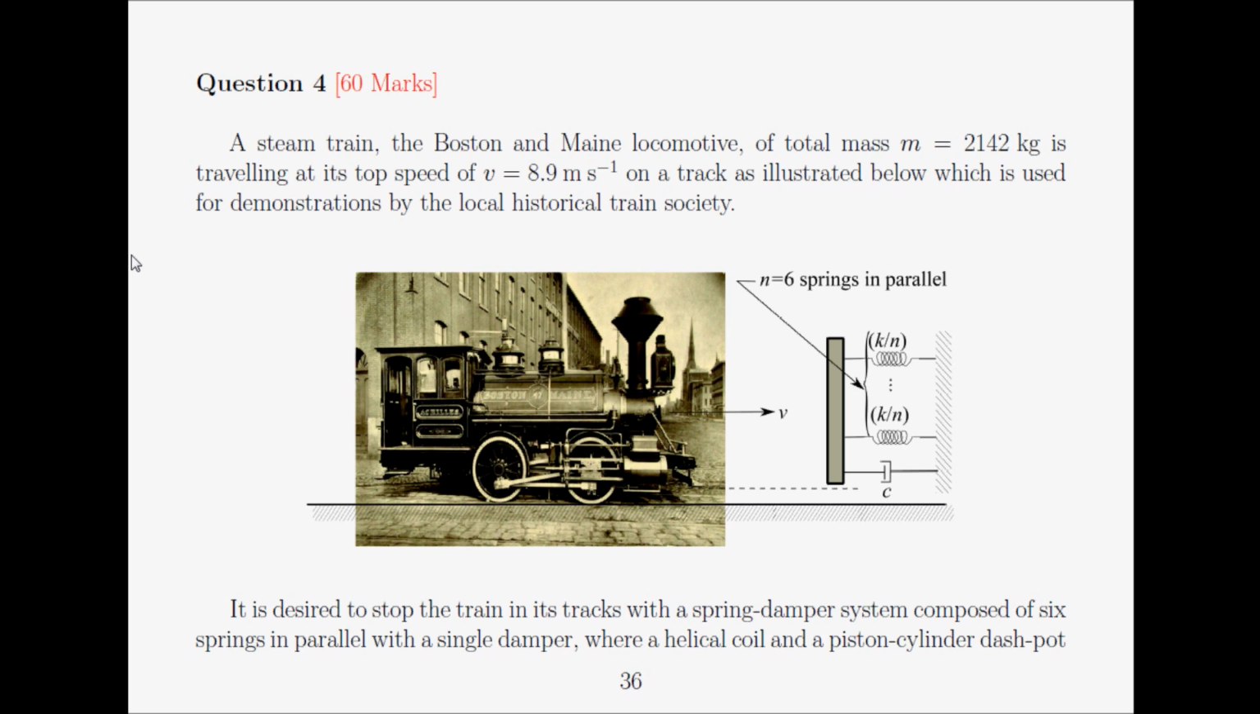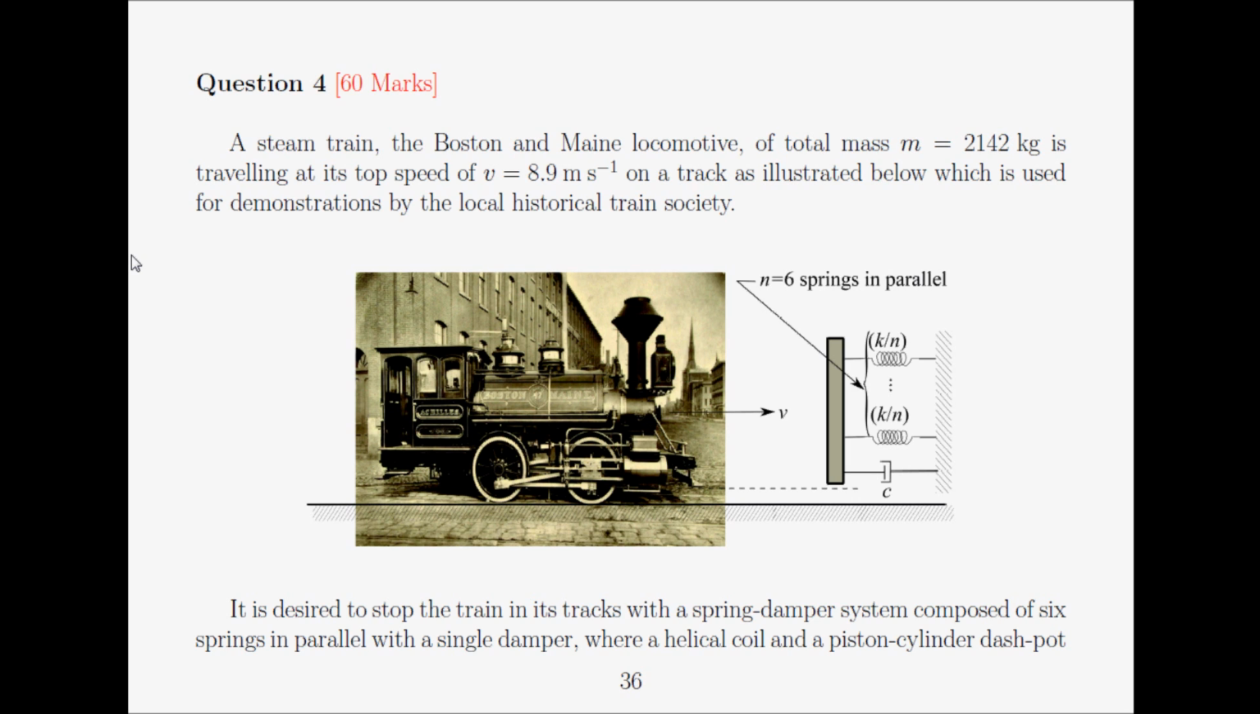And we come closer to the end of the video presentation. So this is the final question, question 4, the infamous steam train, the Boston and Maine locomotive. This problem is basically, again, a type of shock absorber problem, and we need to do a few more calculations. So there's a train, it has a certain mass. The mass is 2,142 kilograms. It has some initial velocity, 8.9 meters per second, which is about several kilometers an hour. And the train is traveling on the track.